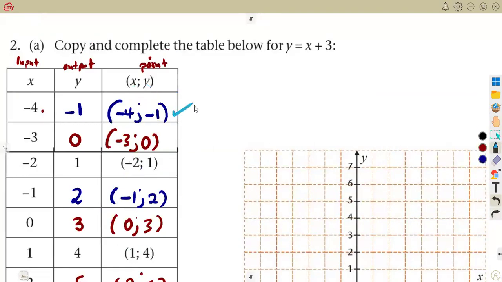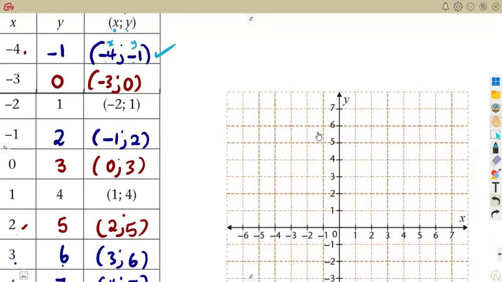Okay, so let's start with the first one. Minus 4, minus 1. Remember, I talked about this, x versus y. So x is what? Y is what? X is minus 4, y is minus 1. Where do we have x being minus 4? Minus 4. Where do we have y being minus 1? Here. So where are they going to meet? Minus 4, minus 1. They meet here. Where they meet, that is where you are supposed to mark a point. So that's our minus 4, minus 1.